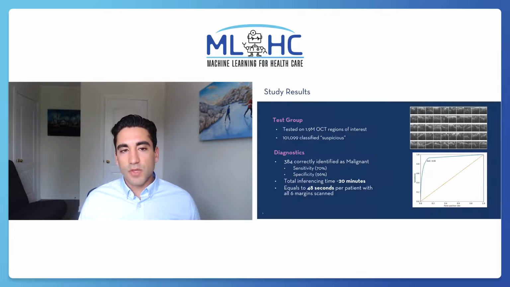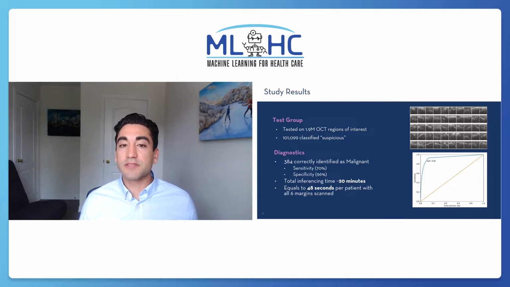So how did it go? We tested our model on over 1.9 million OCT regions of interest and identified just over 100,000 regions as suspicious, with 384 of those correctly identified as malignant, yielding a 70% true positive and 5.2% false positive detection rate, with sensitivity and specificity at 70% and 96% respectively.